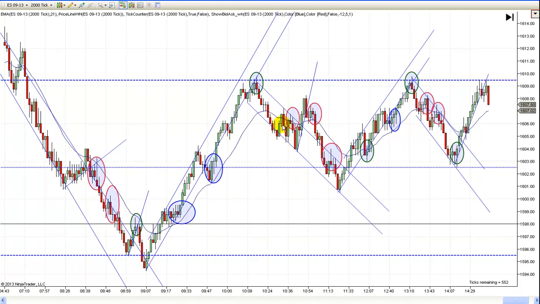And even right there, there's a nice turn off of that trend line, but that's the first touch.